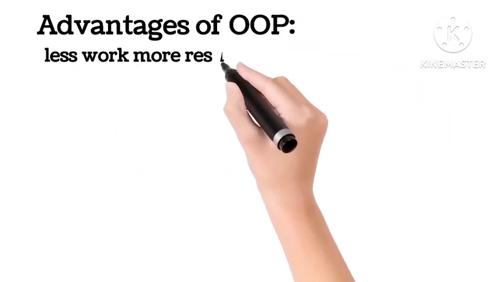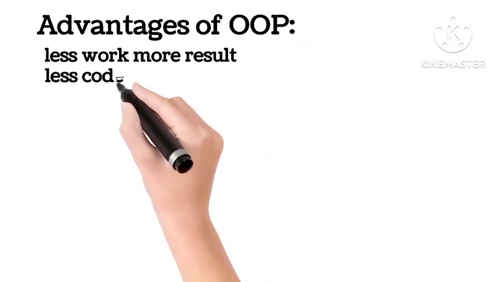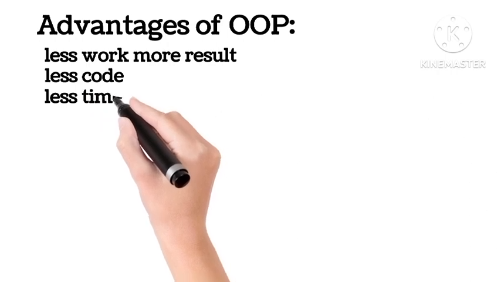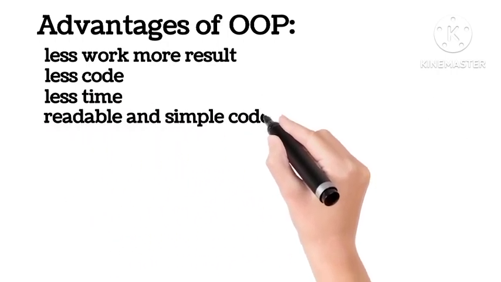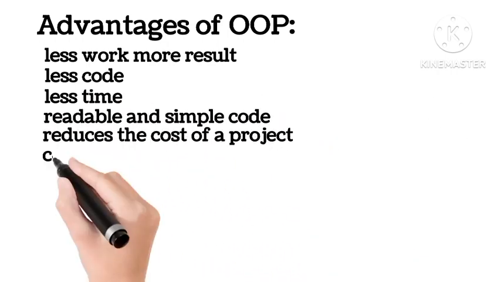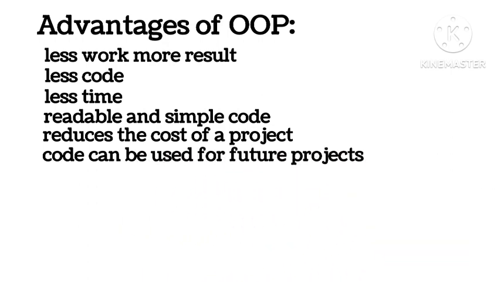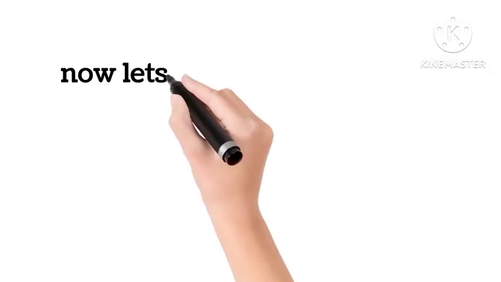Now let's talk about the advantages of OOP. In OOP, you have to work less, but you will get more results. And you have to write less code, which takes less time. OOP also makes the code readable and simple, and it also reduces the cost of the project. And the code can be used for future projects, meaning that it can be reused for another website or another project which will be done later on.